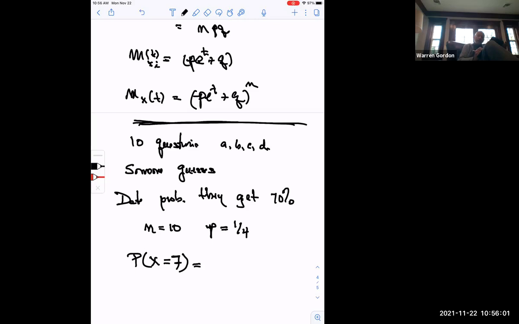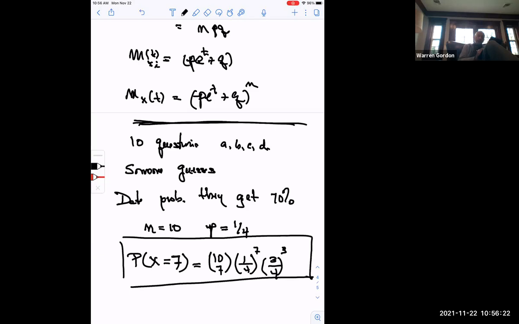Okay. So there are 10 questions. I need to get 7 correct. The probability of success is 1/4. So I need 7 correct and 3 wrong. This would be the answer to the problem. You'd work this out with your calculator. This would be the probability of getting 7.